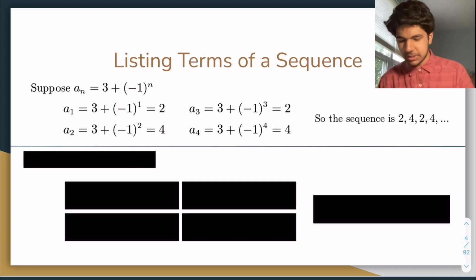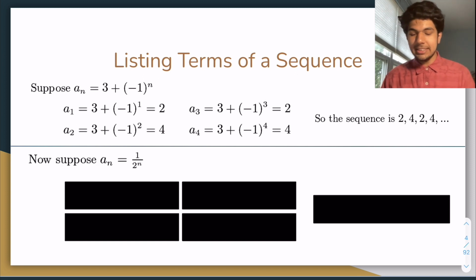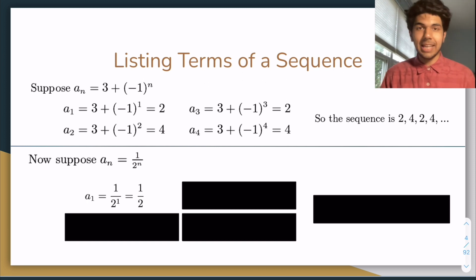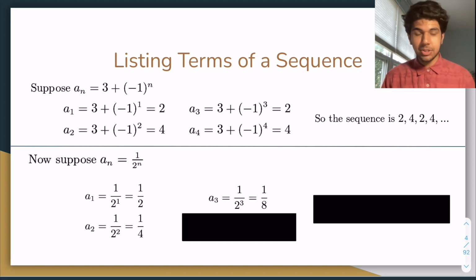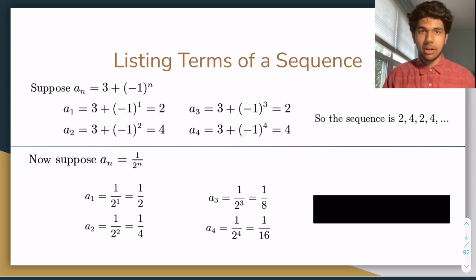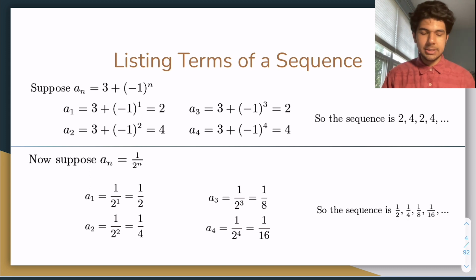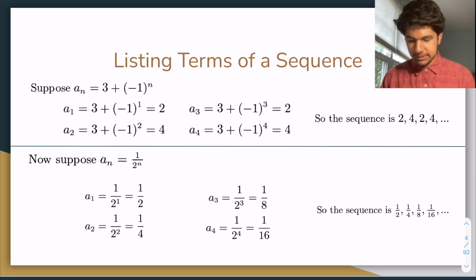Let's look at another sequence. So suppose a sub n equals 1 over 2 to the power of n. So again, we want to find the first term, we put n equals 1, so that would be 1 over 2 to the power of 1, which is a half. A sub 2 will be 1 over 2 squared, which is 1/4. Then we get 1/8 for our third term, 1/16 for our fourth term. And we can see that our sequence is a half, a quarter, an eighth, a 16th, etc. So these are a couple of examples of sequences.